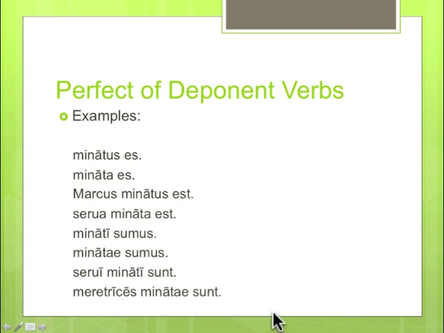One final note here I want to point out. Do notice that we use the present tense of the verb to be. That's a little counterintuitive for an English speaker because if you use the present tense of the verb to be in an English sentence, you tend to have a present tense form. But in Latin, notice the perfect of deponent verbs is made with the present tense of the verb sum.